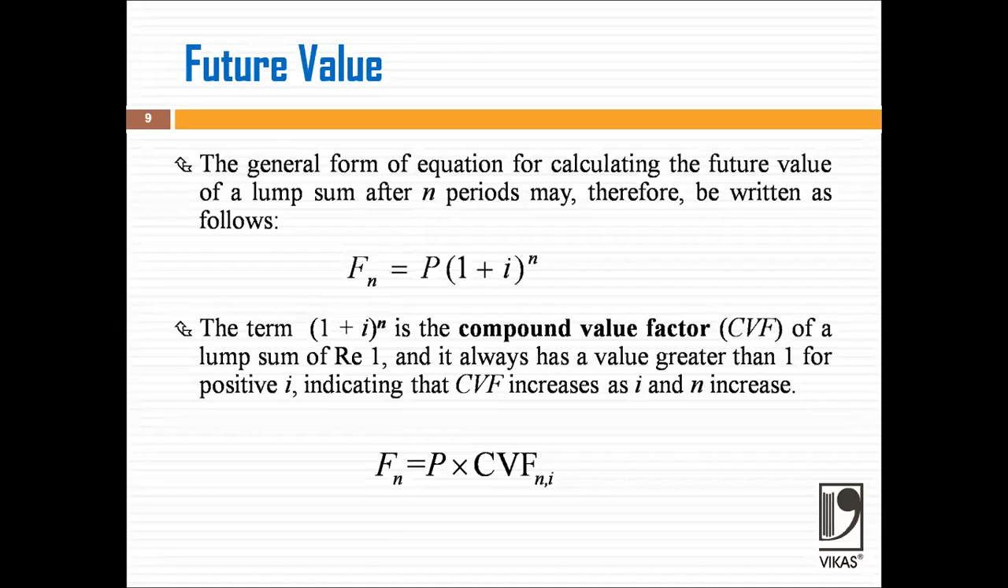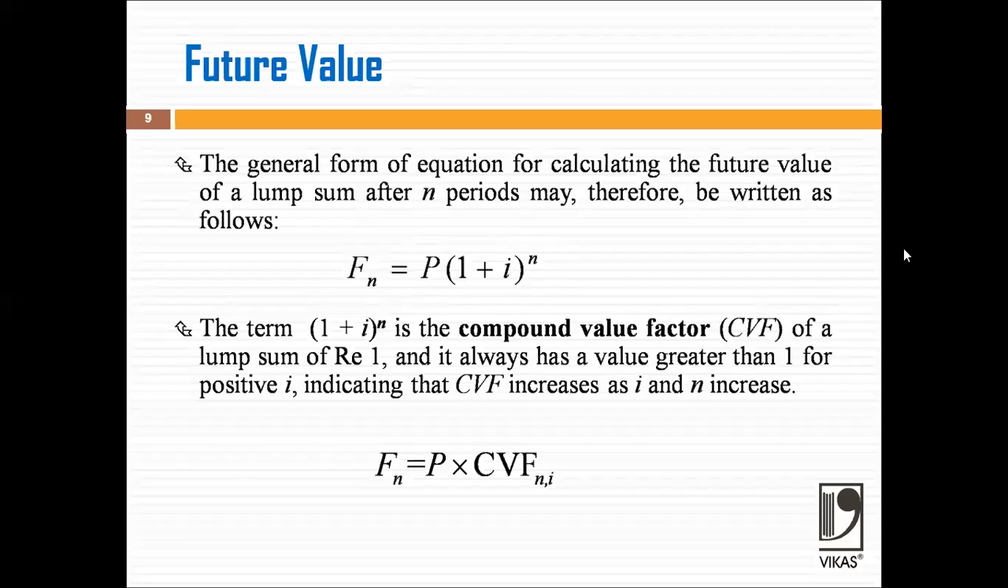The general form of equation for calculating the future value of a lump sum, lump sum means the total value you will receive, n periods, number of periods, may therefore be written as follows. Here future value Fn equals P, the principal amount. In our example, the P was 1000 rupees, and 1 plus I, where I means rate of interest, to the power of the number of periods, right?